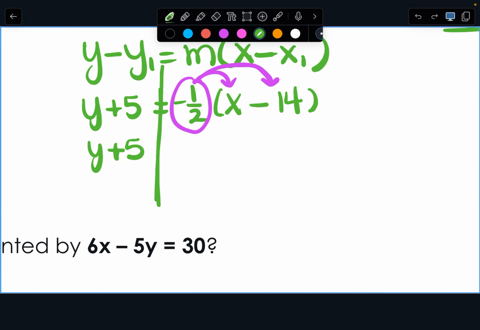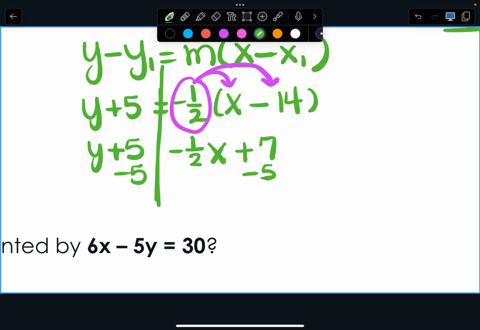Okay. Good question. Negative 1/2 x. What's a half of 14? Negative 7. Two negatives make a plus 7. How about we, before shouting things out, let's think about it a little bit. Second step. Divide. Minus the 5. The second step typically is to divide, but not in this case. Not with point slope form. 7 minus 5 is 2.